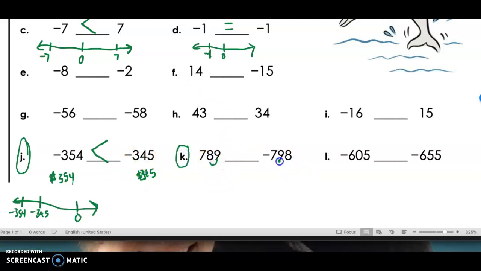This one with K, you might swap these as well, but guess what? This one's a positive and this one's a negative. The positive is always going to be bigger than the negative, so that's good. Let's take a look at, I think that's an L. Negative 605 compared to negative 655. Owing $655 versus owing $605, I'd rather owe less, so I would rather have that negative 605. That would be the greater number there.